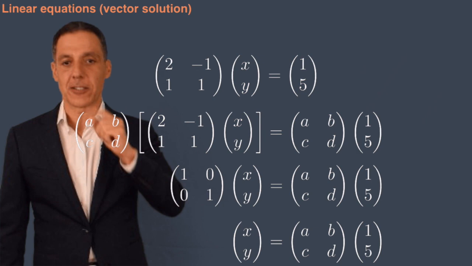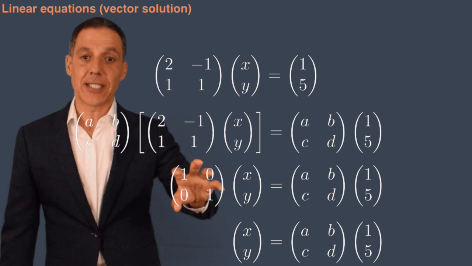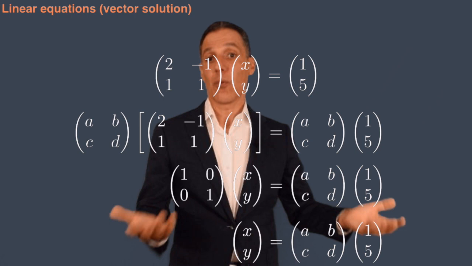But I'm going to find something that annihilates this by turning it into the identity matrix, and then I will have isolated my unknowns, and then I have an expression, which, of course, is the solution to the linear system. So how do we do that?